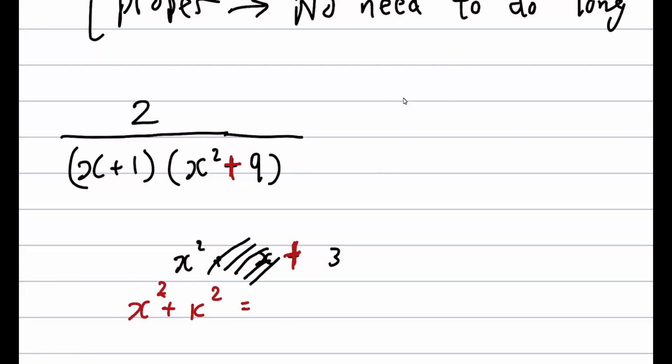Actually, you can factorize if you know about complex numbers, so it will become something like x minus ki and x plus ki. But you really don't need to know this, not for now. Don't learn about complex numbers yet. So it's just non-factorizable.